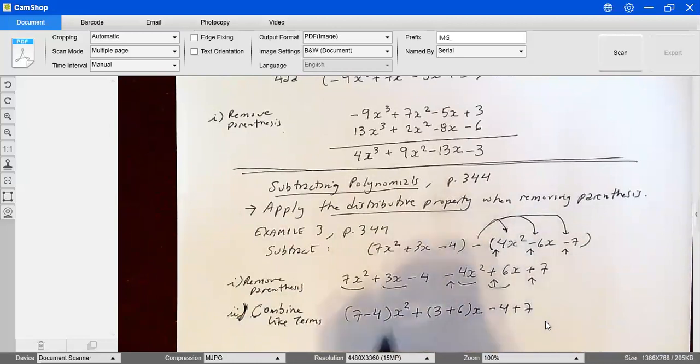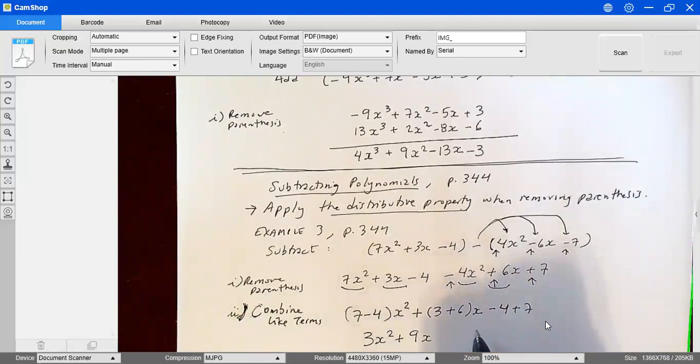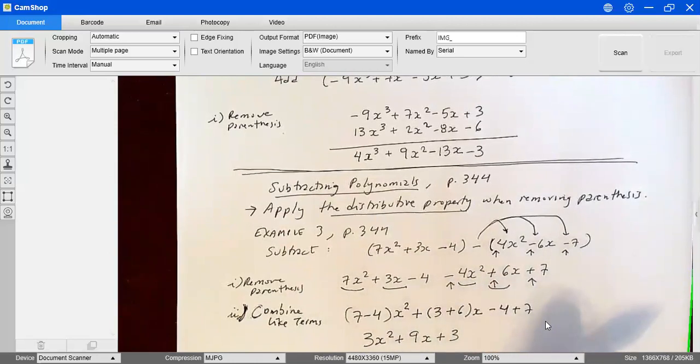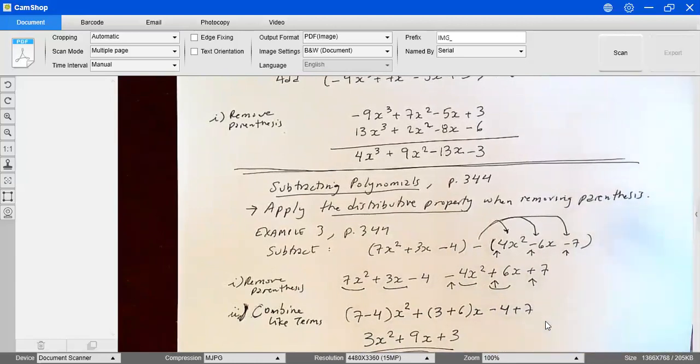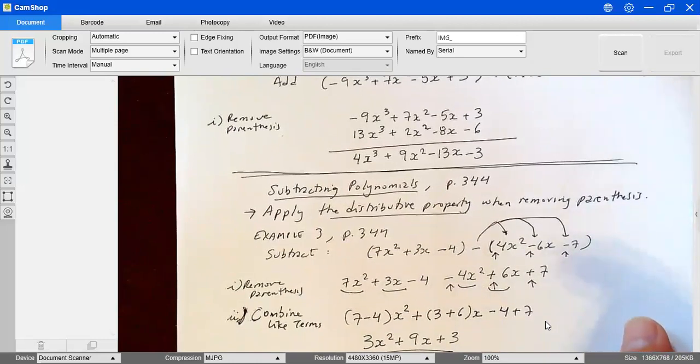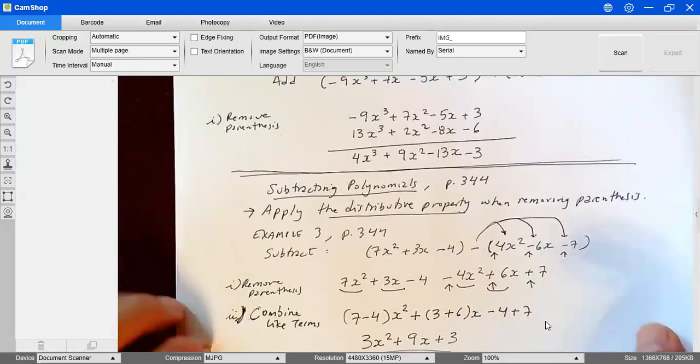Then we just finish simplifying this. So we're going to get 7 minus 4 is going to be 3x squared. Then 3 plus 6 is going to be 9x. And then we have here -4 plus +7. So this is going to be just +3. So that's the final answer for this example, example 3. So I'm going to work a couple of more examples, and then you're gonna have some work to do.